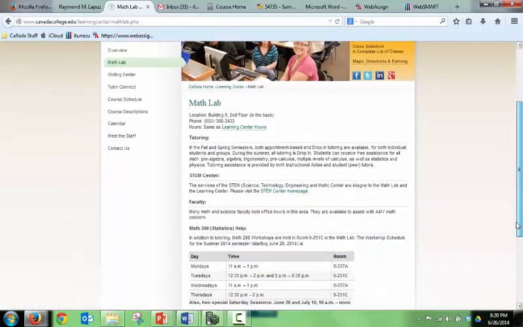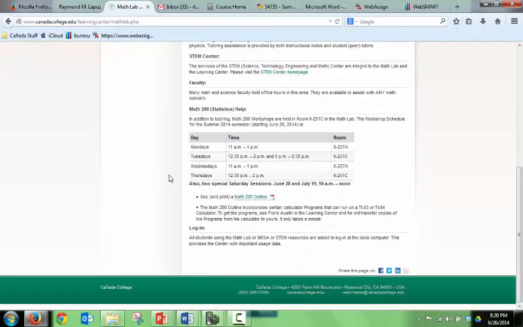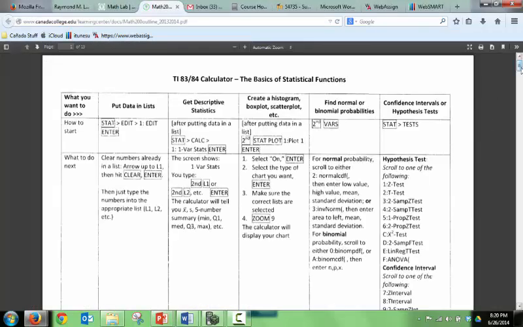You hit the math lab, and you go down in the bottom. His poster that's on the side of the wall there, it's pretty much the same thing as this. His schedule is here. And then down here it says see and print a Math 200 outline. So if you click on that, you'll see a PDF of his summary.